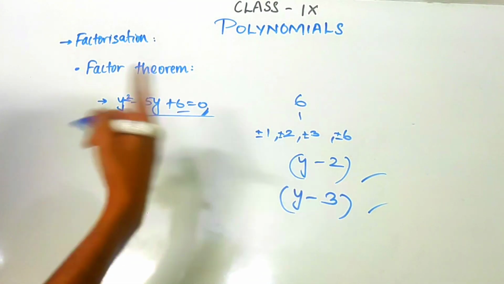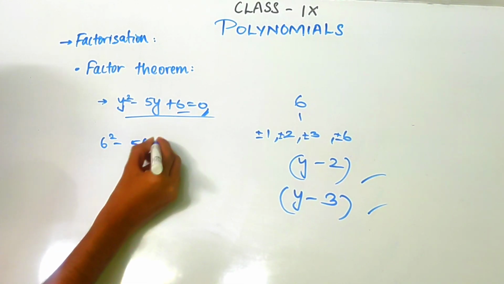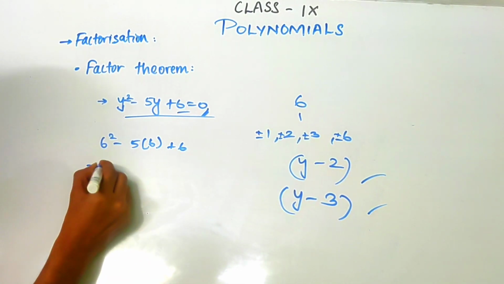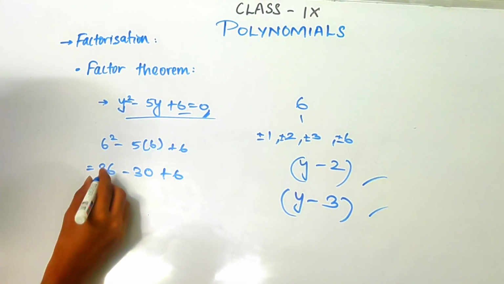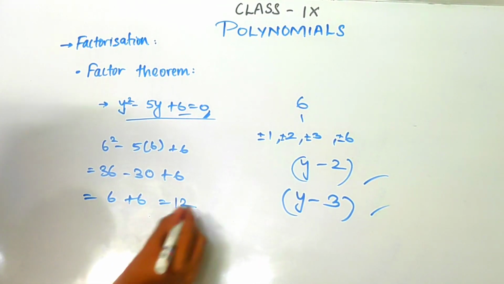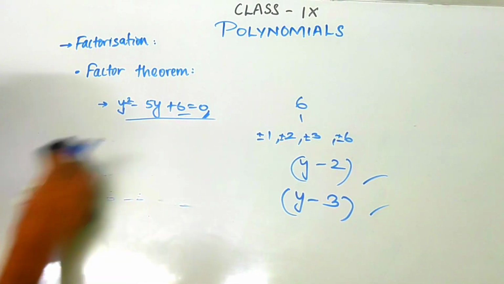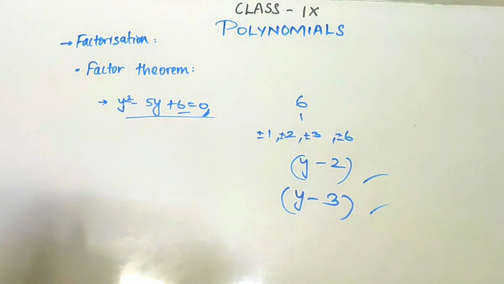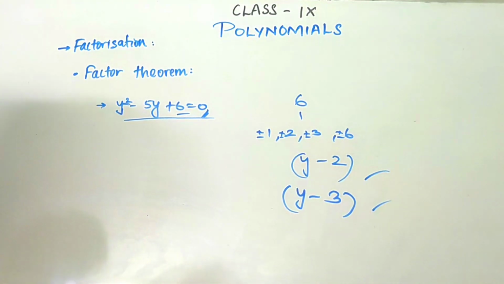For your sake, we'll just try substituting 6 over here. So 6 square minus 5 times 6 plus 6. When we simplify this, 36 minus 30 plus 6. 36 minus 30 will give us 6, plus 6 will give us 12. It is not 0. So 6 will also not satisfy this equation. Similarly, when we try substituting any other value, we won't get 0. So we know that only two factors exist for a quadratic equation.